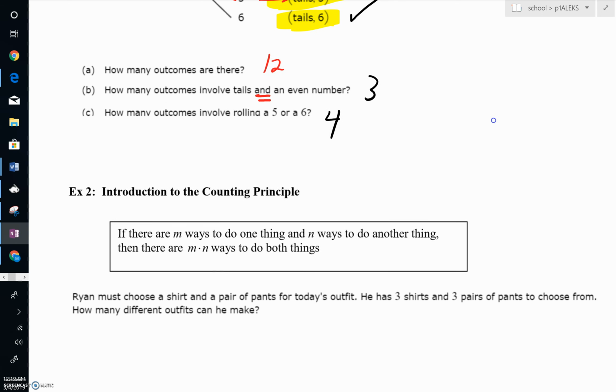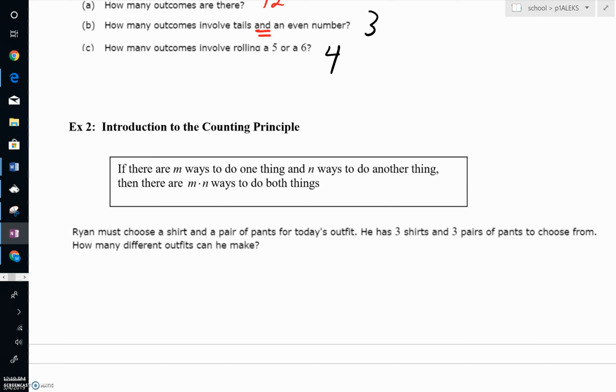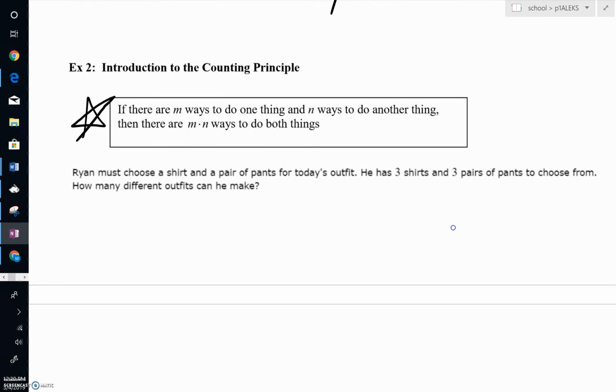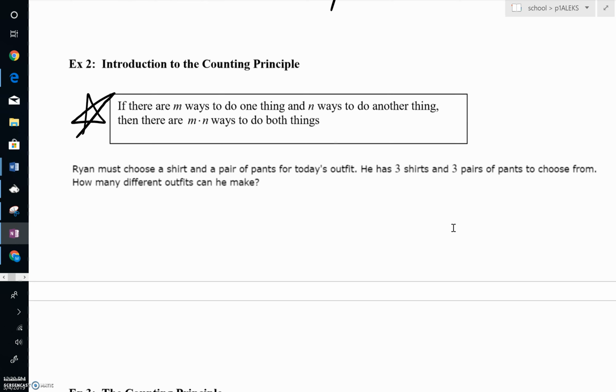So that's a great way to organize outcomes when you have things occurring, and that's a wonderful thing to keep track of. You can see every possible outcome. We're also going to find a way to count. The fundamental counting principle, also known as the counting principle, is in this box. If there are m ways to do one thing, n ways to do another, then there are m times n ways to do both. Let's read a problem together.